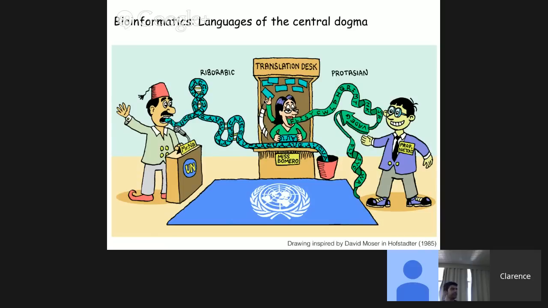So how RNA is translated into protein by the ribosome. Here it's taken from a situation at the United Nations, where there's a person speaking the language of RNA. And this RNA language has a special kind of syntax, where there are correlations forming structures like this. But then, at the translation desk, this language is translated into protein language. And here there's another type of interactions going on.